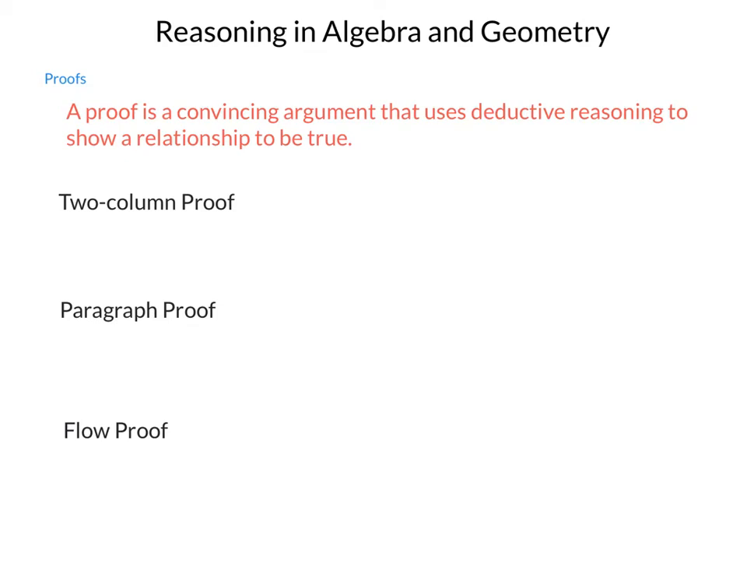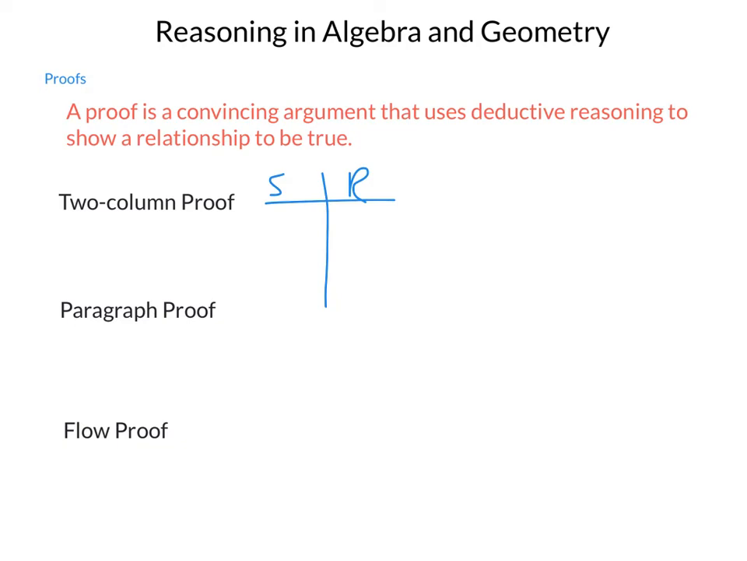Okay. And when we look at proofs, we really have three main types. A two-column proof is organized, just as it suggests, into two columns. On the left-hand side, we make statements. On the right-hand side, we give reasons. And the statements are a lot of times our algebraic work to solve for x. It is statements of congruence or equality.